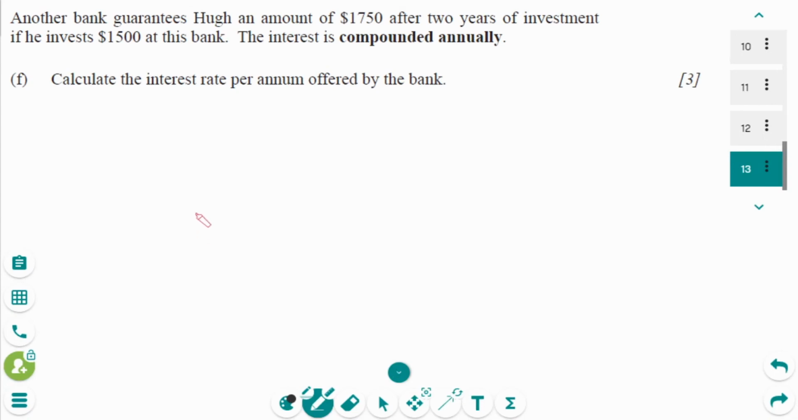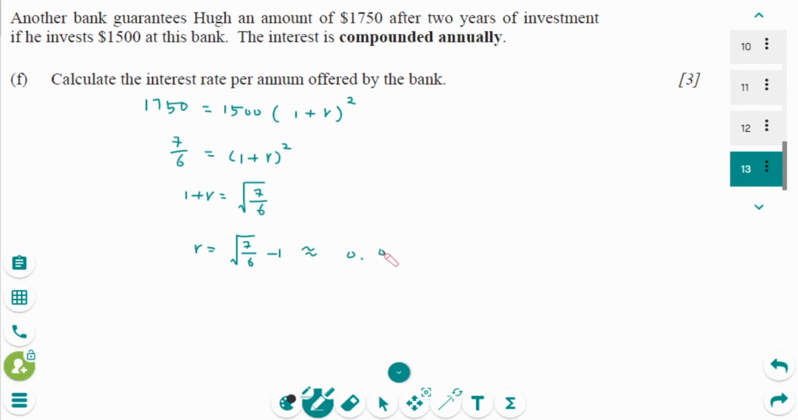Number F, 1750 equals 1500 times 1 plus r to the power of 2. Then divide by 1500 on each side. 7 over 6 equals 1 plus r to the power of 2. Then 1 plus r equals square root of 7 over 6. So r equals square root of 7 over 6 minus 1, which is 0.080123, 8.01%.